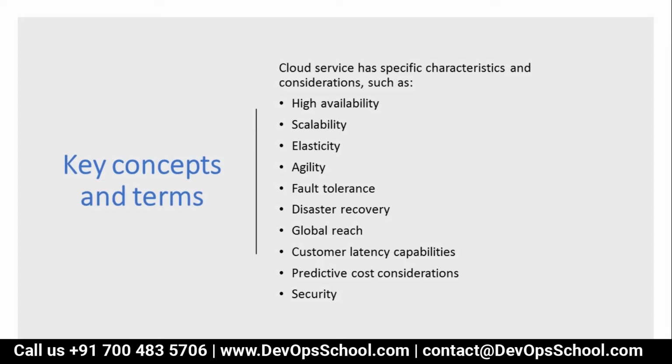So let's discuss the key concepts and terms of cloud. Cloud service has specific characteristics and considerations such as high availability, scalability, elasticity, agility, fault tolerance, and disaster recovery. So these are the characteristics of a cloud. High availability means what? Suresh, what do you mean by high availability? It can be available 24/7.